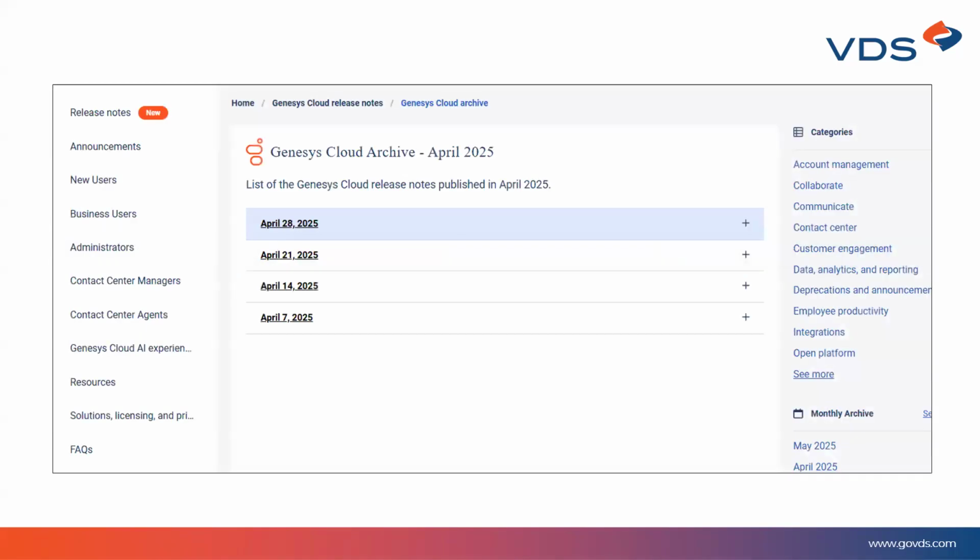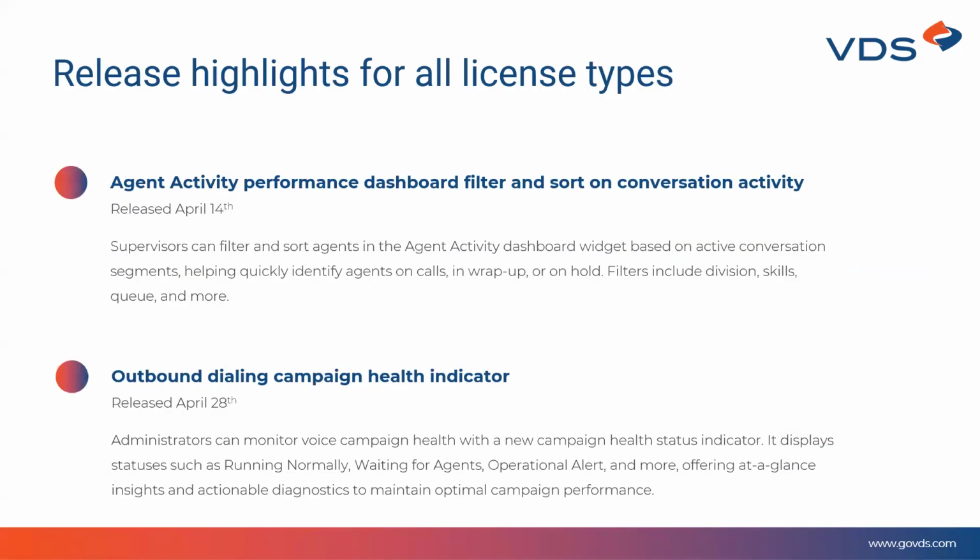In April, Genesys rolled out 33 new updates spread across 4 different release dates. As always, you can view these in the Resource Center, where the complete list of releases is available. We'll just highlight a few today. First, key releases that really apply to everyone.